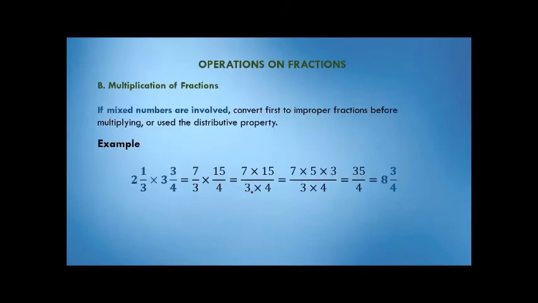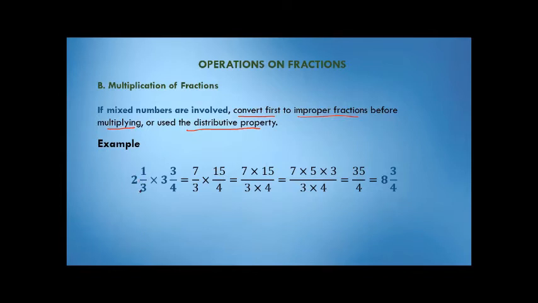Let's have additional example. In this case, mixed numbers are involved. So, ito yung process pag mixed number naman ang i-multiply. So, convert first to improper fractions before multiplying, or another method yung tinatawag na distributive property. So, ipapakita ko parehas yung dalawang process na to. Unahin muna natin yung pag-convert to improper fraction. So, makikita natin dito sa example, we have 2 and 1/3 times 3 and 3/4. So, convert natin parehas into improper fractions.